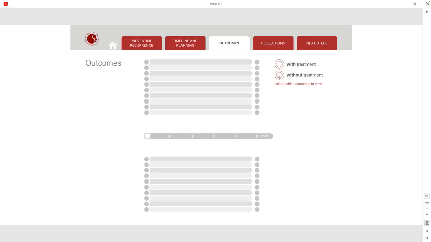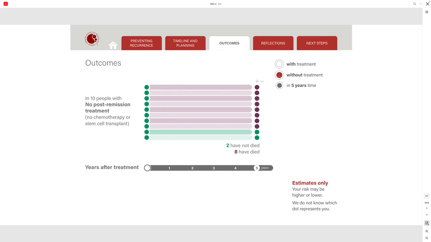We can click on without treatment and understand that even after achieving remission, if no additional therapy is offered, out of 10 people like the patient, this is what we would expect at 5-year time, that 8 patients would have died in that period of time, and 2 may still be alive at the end of 5 years. Of course, it's always helpful to indicate that these are estimates only, and that the patient's actual risk may be lower or higher than was presented here.